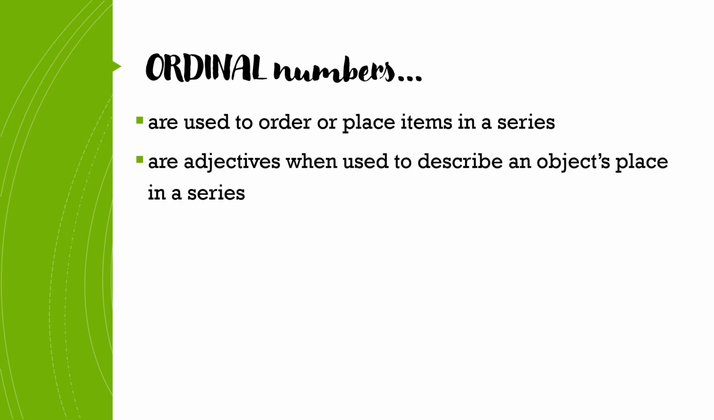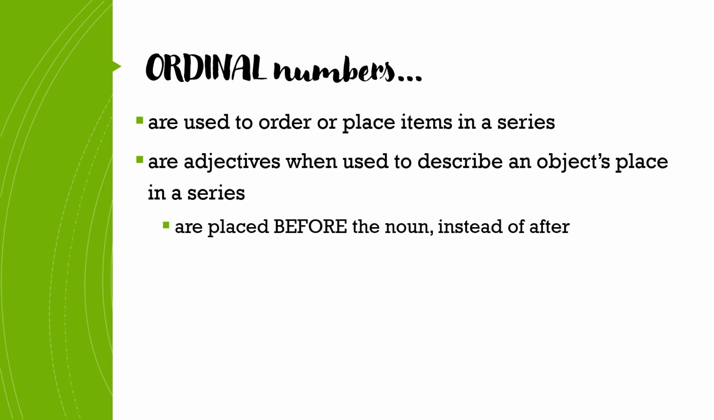Also, they are adjectives when used to describe an object's place in a series. For example, the third house. You're describing the word house with the word third, so third is the adjective. Remember to copy all bullet points.